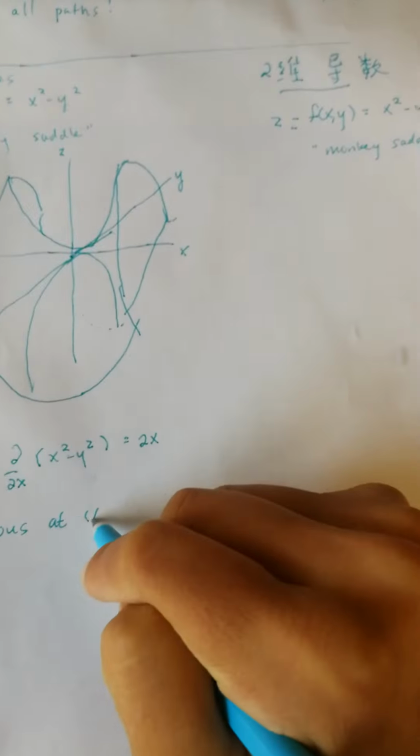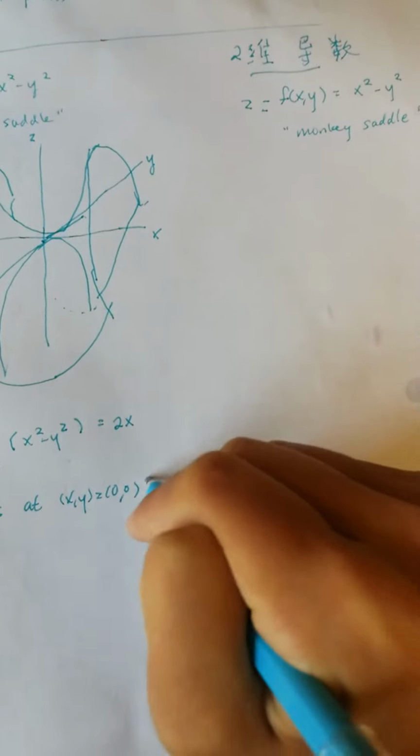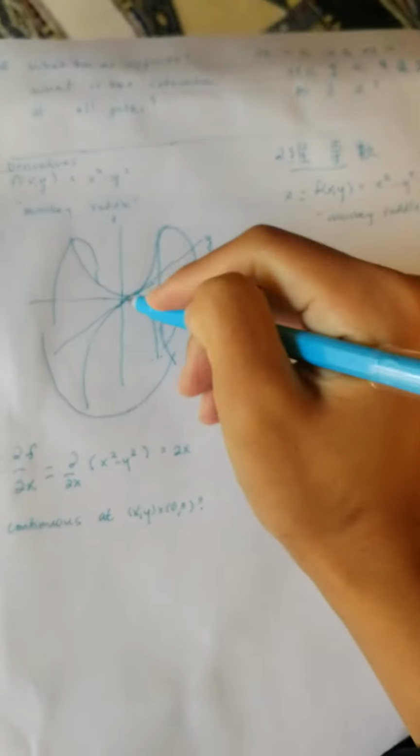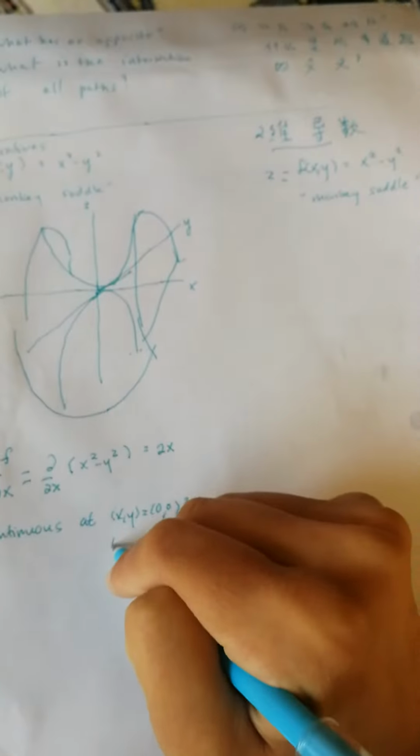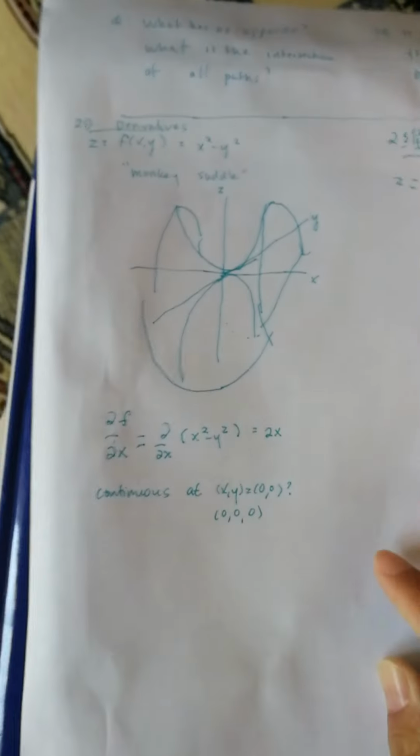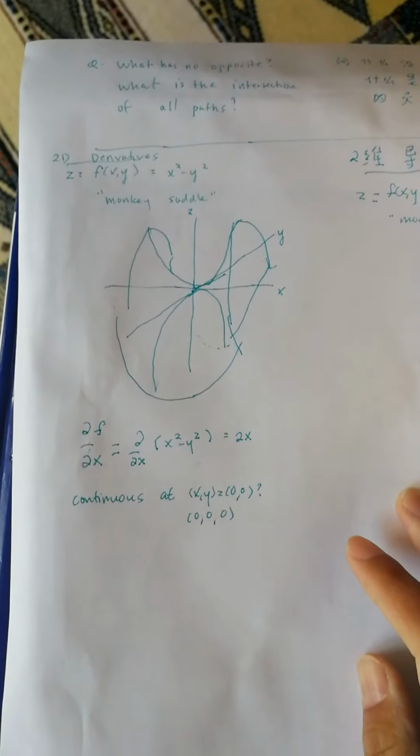Is it continuous at x, y equals 0, 0? But of course, z is also equal to 0, so we could just say, is it continuous at 0, 0, 0? Sure. Now remember, as I defined previously, for a 2D function, a function of two variables, to be continuous at that point, it has to be continuous when you take the limit along all paths.